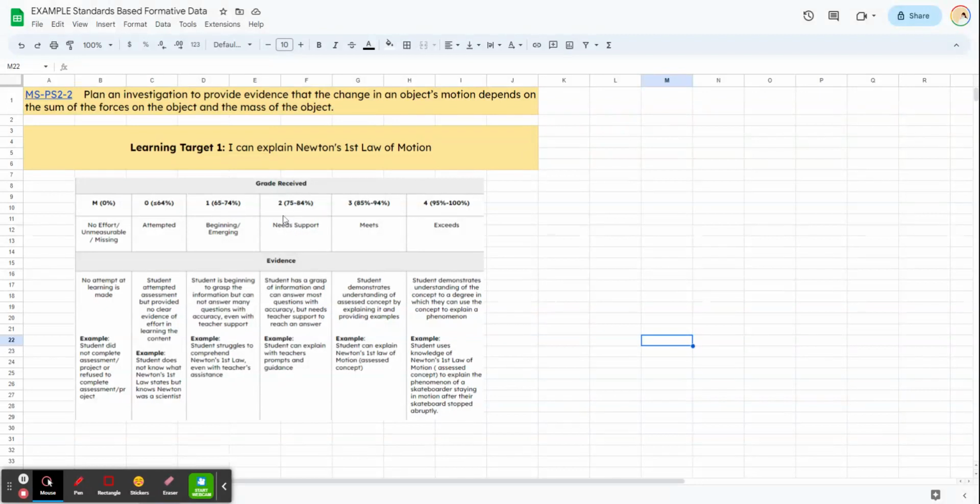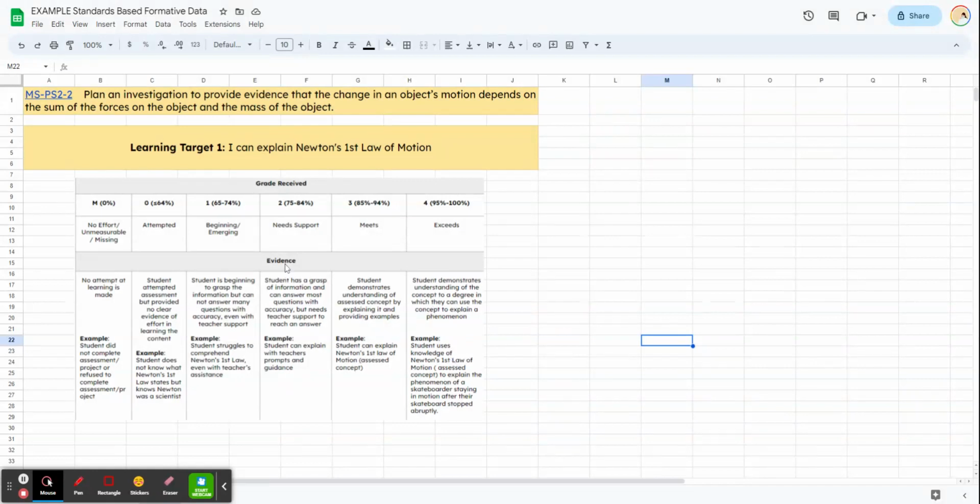Otherwise, if they're receiving a 2, they're doing pretty well. That's about a C average in my class. 3 is meeting the standard, meaning that they can show me they're proficient in it, but then 4 is they're actually exceeding the standard. So they're able to apply Newton's first law of motion into many different contexts.